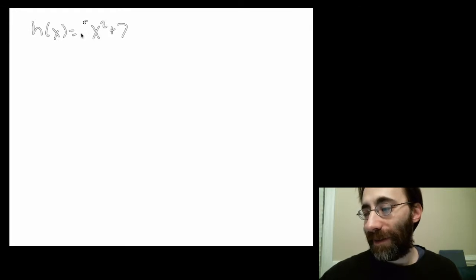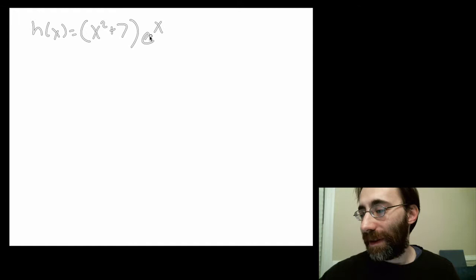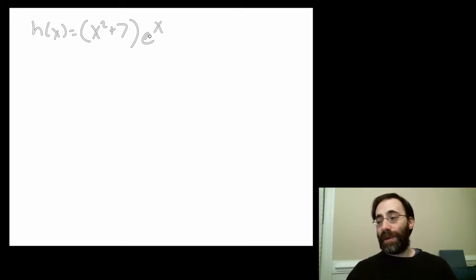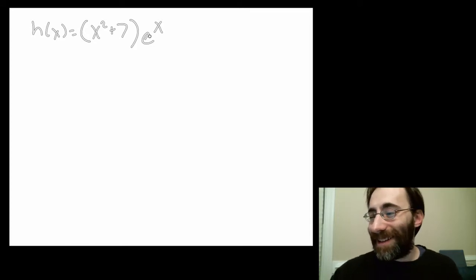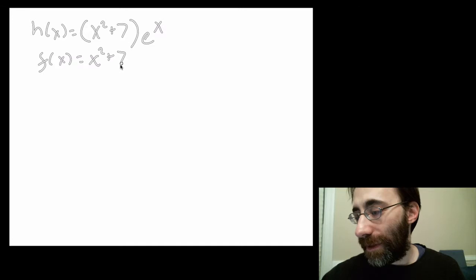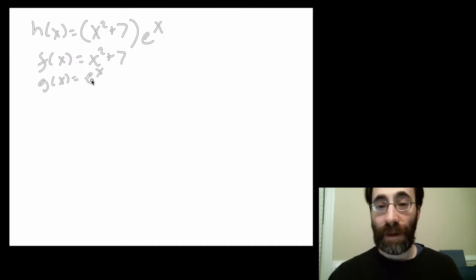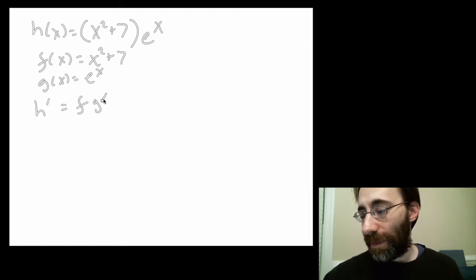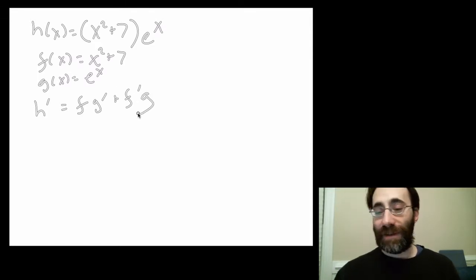For example, we'll define a function that looks like this to make use of our new knowledge of exponentials. Now, you identify when to use a product rule by looking for products. So let's call f of x this first thing in front, and then g of x the exponential. Then the derivative of the whole thing is equal to f g prime plus f prime g. I flipped them, but it doesn't make a difference in the slightest.